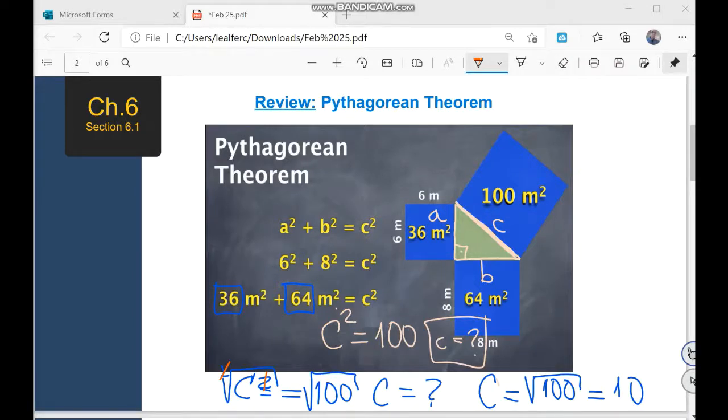Yeah, so the answer is going to be 10, because c squared equals 100. That means c equals the square root of 100, and c equals 10. We need to practice. We need to work on questions that are similar to this, and I promise you're going to understand. After a few examples, you're going to say, this is so easy, this is too simple.